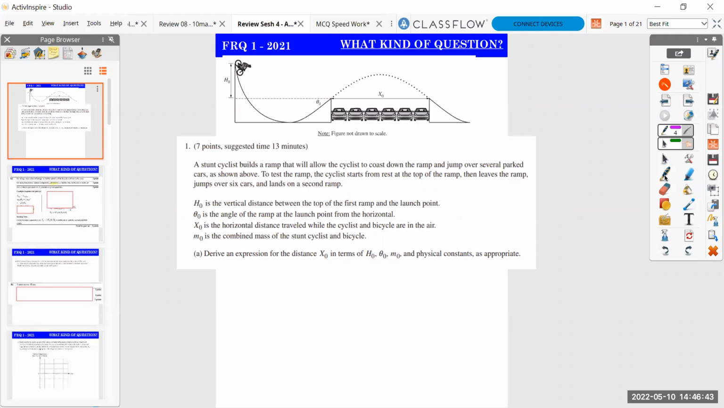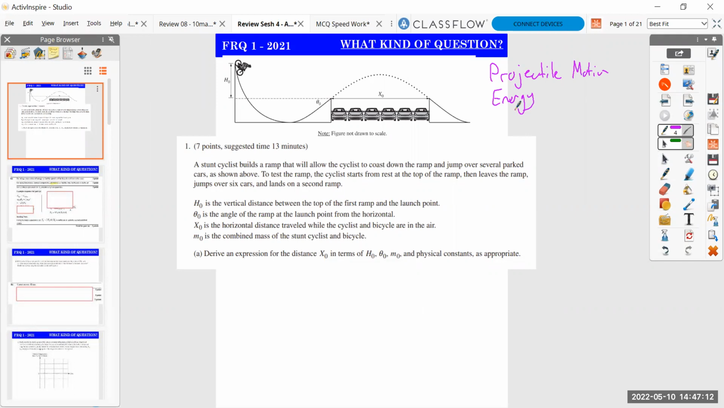We've got this cyclist coming down a ramp and leaping over 6 cars. And it wants us to figure out, well, how long is 6 cars? What is that distance x0 in terms of everything else? The first thing we always want to ask ourselves is what kind of question this is. This is a projectile motion question, kind of obviously. So it's a kinematics question at its heart, but it also has an energy component in here as well.